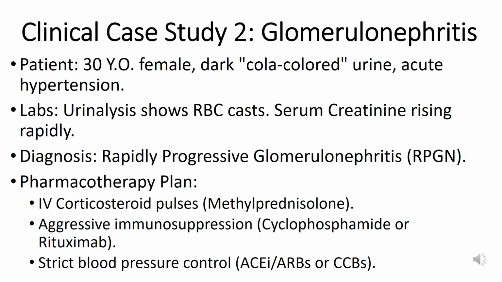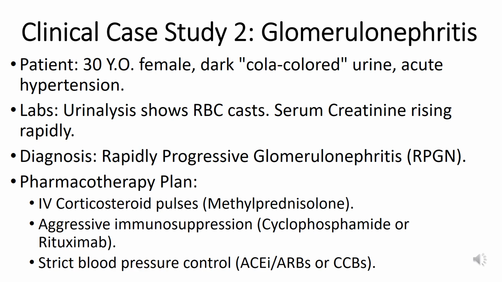She is also found to have newly developed hypertension. Her blood pressure is significantly elevated. This combination immediately raises concern for a nephritic process. The next step is to review the laboratory findings. Urinalysis reveals red blood cell casts. This is a classic sign of glomerular inflammation. Red blood cell casts form when erythrocytes become trapped within renal tubules. Their presence strongly suggests glomerulonephritis.